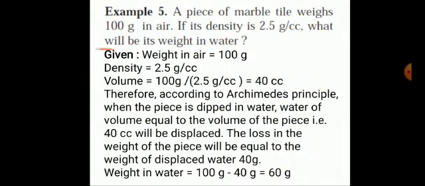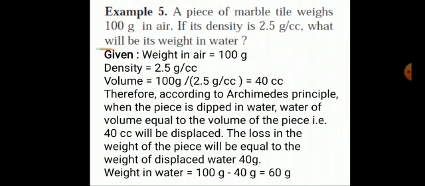Last example, a piece of marble tile weighs 100 gram in air. If its density is 2.5 gram per centimeter cube, what will be its weight in water? Weight in air is 100 gram. Density is given as 2.5 gram per cc. Now we have to calculate first volume. Volume is equal to mass upon density. 100 upon 2.5 gives 40 cc as an answer.